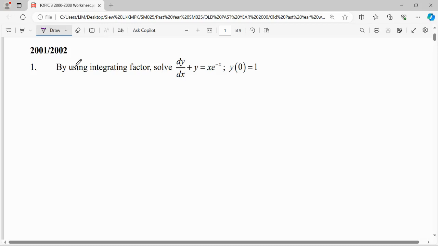Hi everyone, for this question that asks us, by using integrating factor, we need to solve this differential equation where y(0) = 1, which means that this is the variable y and x, so this is y in terms of x. In other words here, x is 0, y is 1.